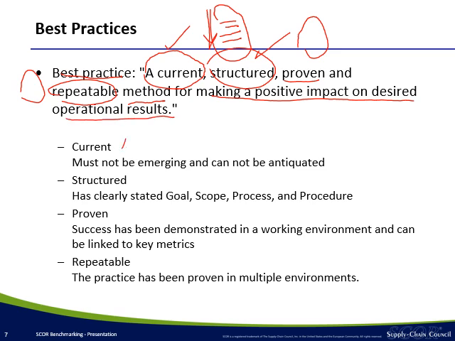So by saying current, we say it's up to date. When we say structured, it means it has procedures to follow. When we say proven, it means other people have used it and it was successful for them. Repeatable, it means if you repeat it in different environments, you get similar or good results.